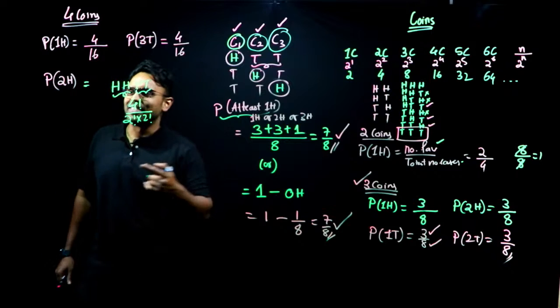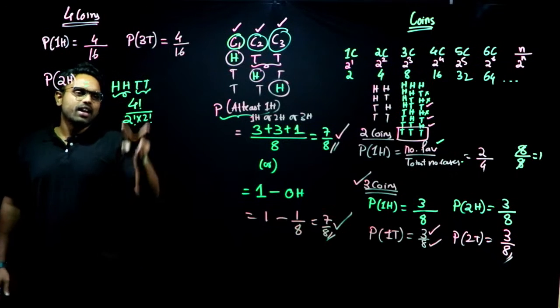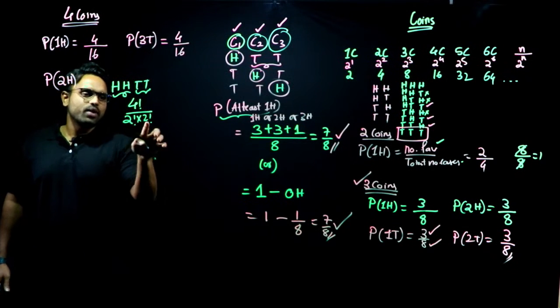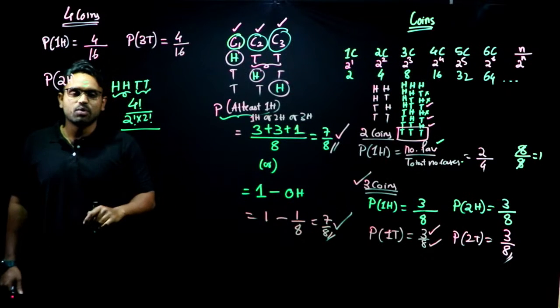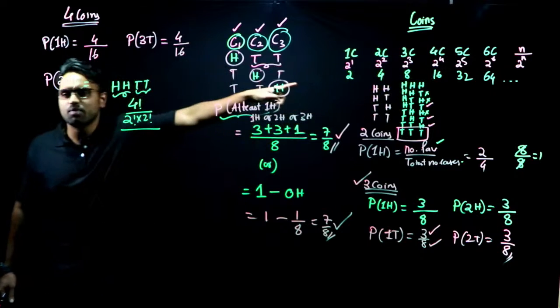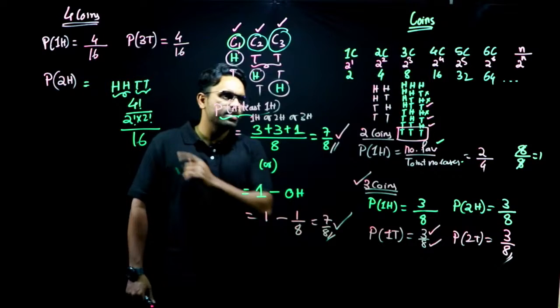Okay, guys. If I want the probability of getting 2 heads, how do I calculate? This is 4 factorial divided by 2 factorial into 2 factorial. Still I have to divide it by what? Total number of cases. When it comes to 4 coins, I have calculated the total has to be 2 power n, that is 16. That gives me 16 there.